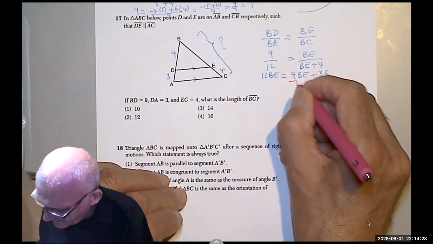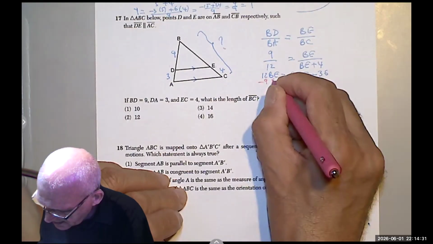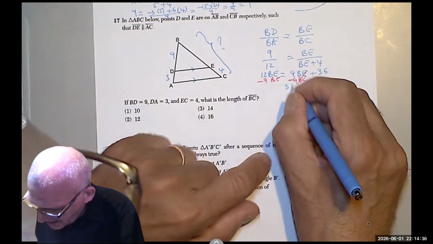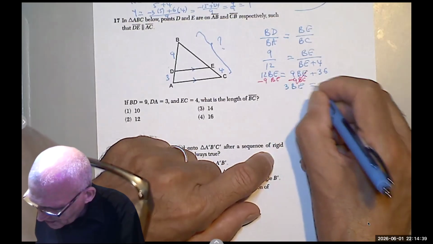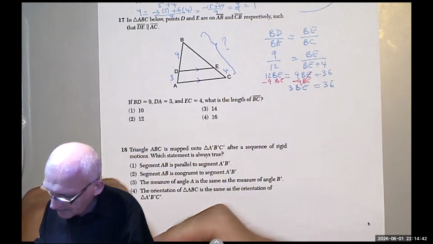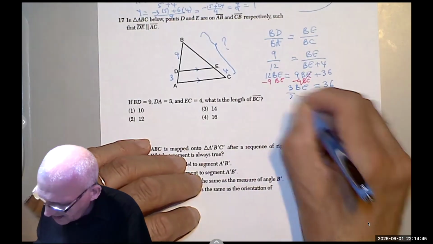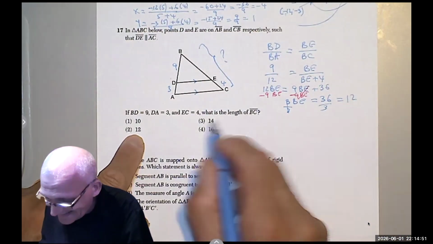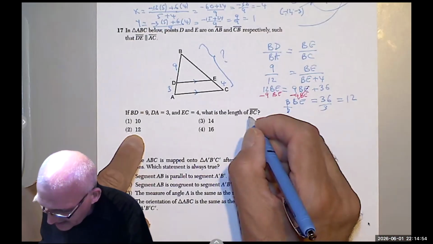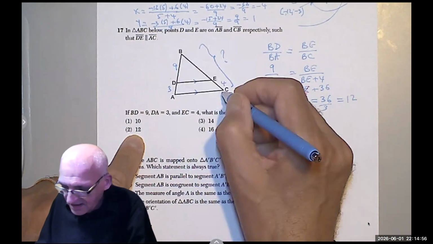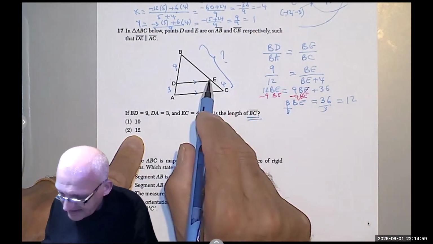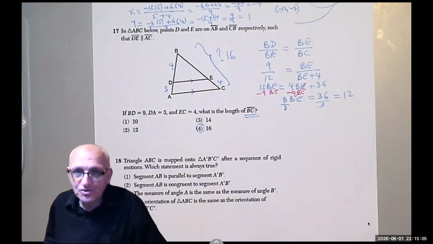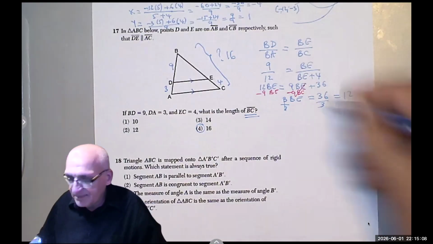Subtracting 9 BE from both sides, I will get 3 BE equals 36. Meaning, if I divide by 3, I get BE equals 12. Of course, they put the 12 as one of the answers, but notice they didn't ask the length of BE. They asked about the side BC. If BE is 12 and EC is 4, then this is 16, and the answer is 4, not 2. And I bet many students will pick 12 because when they did the math, they will get 12.